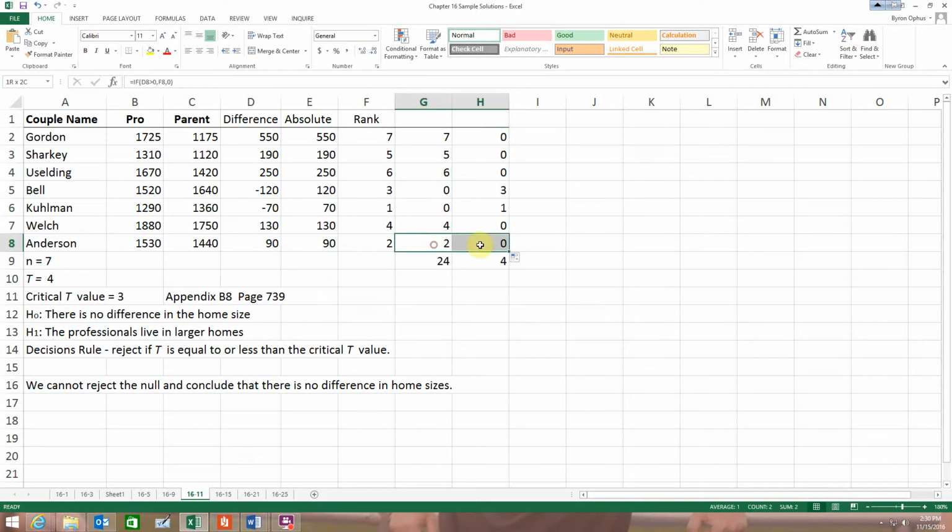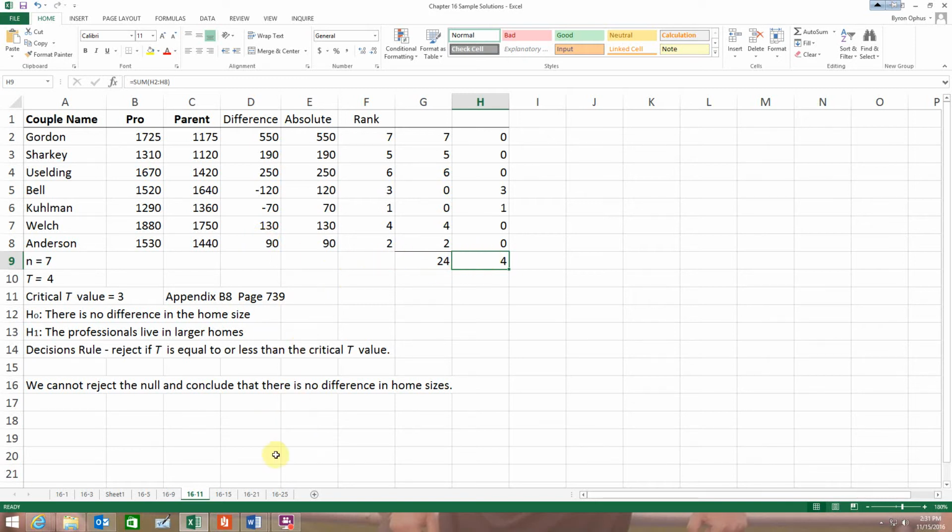There we go. Okay. And so now I've got to just add up the ranking of my two that are opposites. My two that were negatives, well, they rank the lowest and the third to the lowest, but that equals 4. Okay. And so I'm going to reject if t is equal to or less than the critical value. Well, I can't reject it then. So I cannot reject the null. I cannot conclude that there is a difference, or I conclude that there is no difference in home sizes, based simply on a ranking thing.